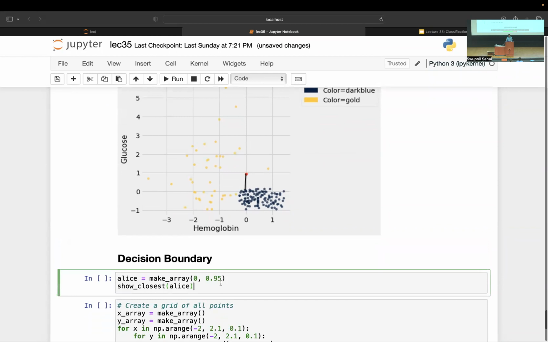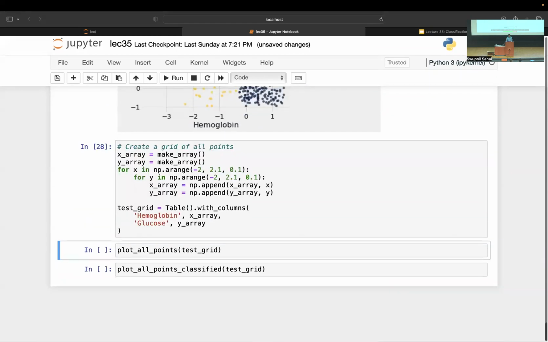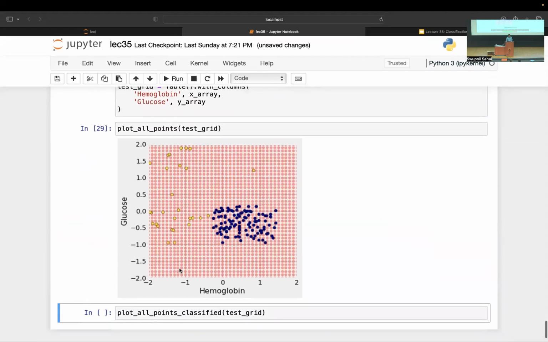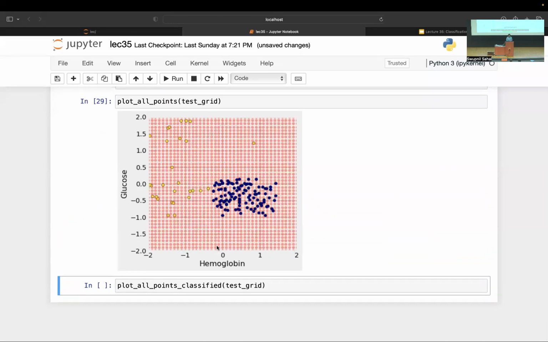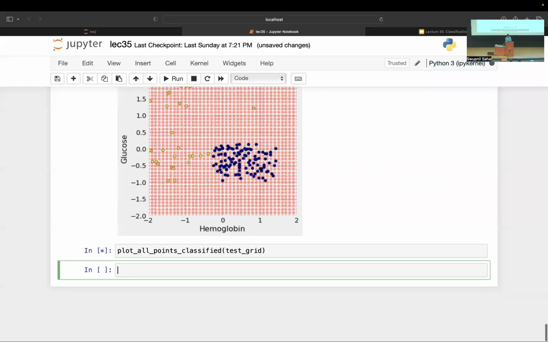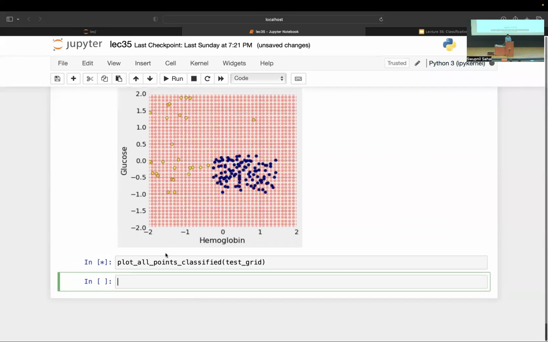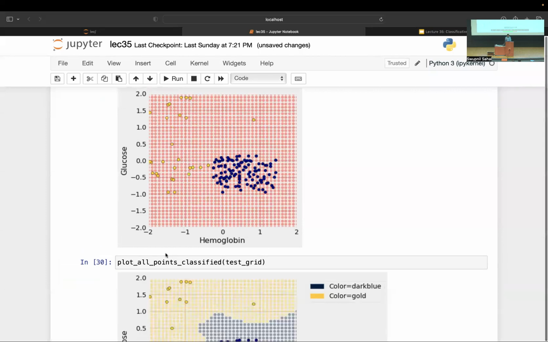And so one cool way to visualize this is to look at a grid of all the possible points that we might want to predict on. And then we can go ahead and predict on every single one of these red points and then see what happens, which is kind of cool. You can just see where it would flip. And that point where it flips is called the decision boundary.